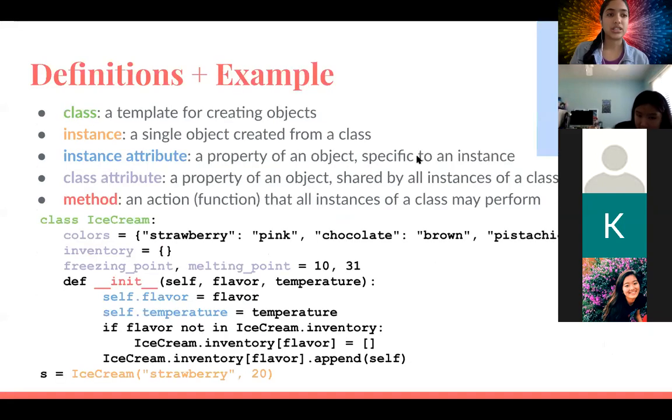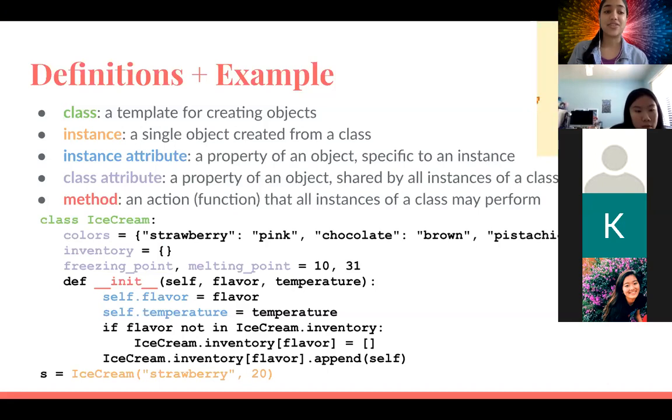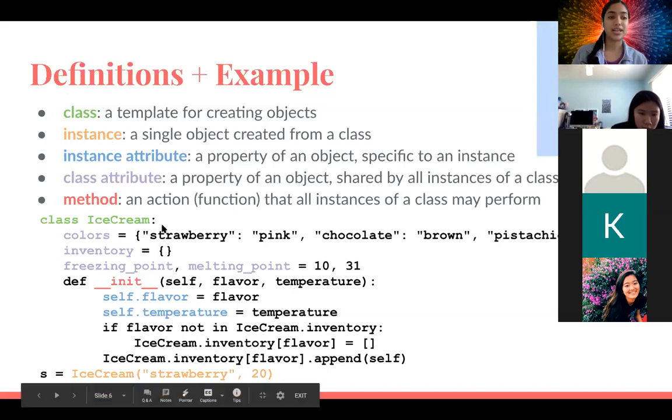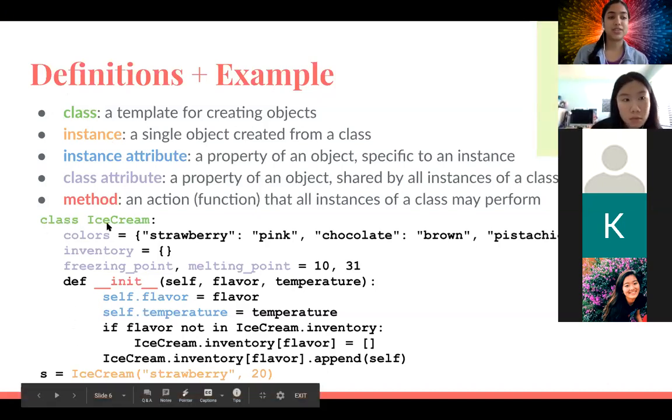So I'll share an example with you about ice cream because that's going to be the theme for the first half of our review session. I've repeated the definitions here for your reference, but let's take a look at this example. The syntax for a class, which is a template for creating objects, starts with the keyword class, and then you have the name of the class, followed by a colon. All the code indented under the class is specific to that particular class.